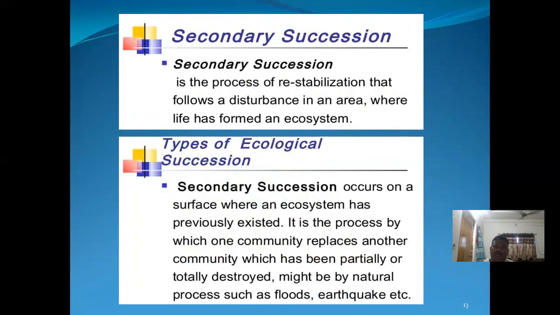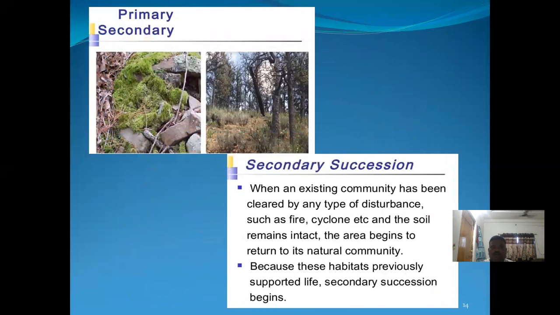Now come to the point, that is secondary succession. This is a process of restabilization that follows disturbances in an area where life has formed an ecosystem. It occurs on a surface where an ecosystem has previously existed. It is the process by which one community replaces another community, which has been partially or totally destroyed, might be by natural processes such as floods, earthquakes, etc. That is the natural calamity. See how the primary and secondary will appear in the photograph.